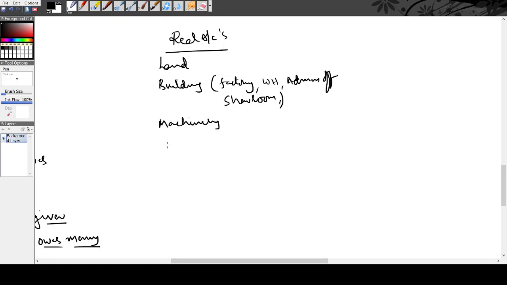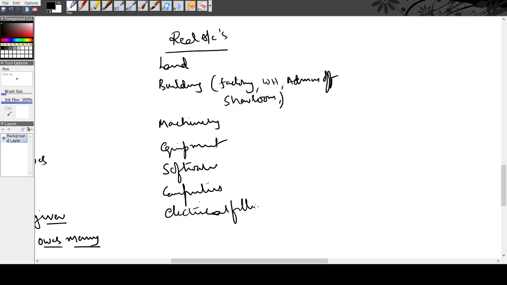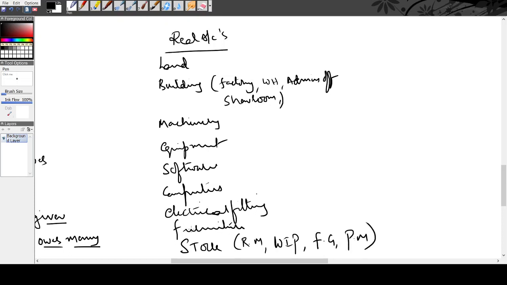Then we will have assets like the machinery which is there in the factories, equipment, softwares, without applications we cannot run our business nowadays. Computers, electrical fittings like air conditioners, etc., furniture, and stock. What kind of stock? Stock of raw material, stock of work in progress, that is semi-finished goods, stock of finished goods, packing material, etc. So we are going to also have stock.